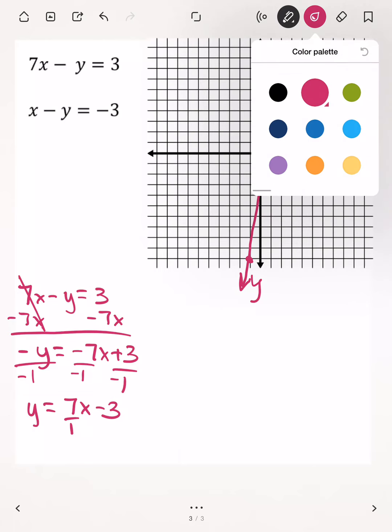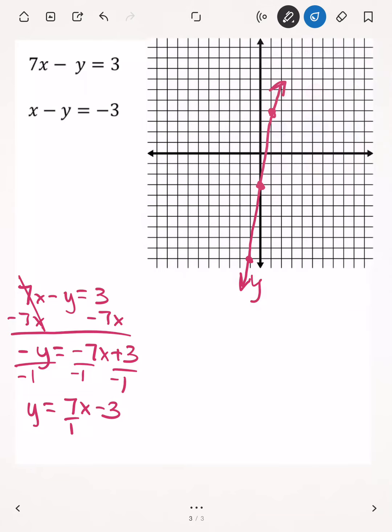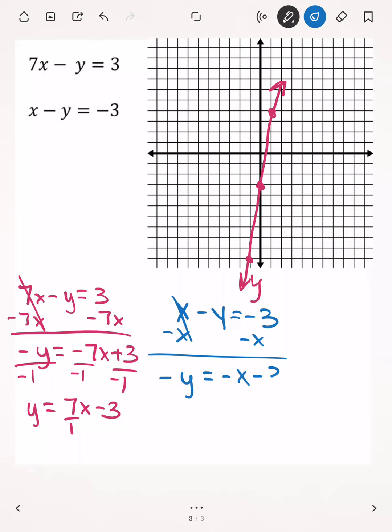Now I need to solve my second equation for y. I have x minus y equals negative 3. Again, I'm going to move over my x term. My x's cancel out. I'm left with a negative y. Don't forget that negative. I have to divide by negative 1 to solve for y. So I get y equals x plus 3.